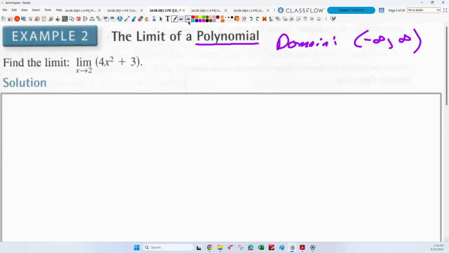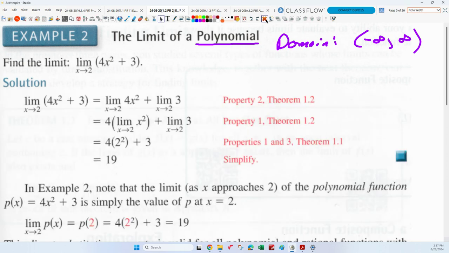Okay, so what would I do here with a polynomial? What would I do with this one? Yeah, what's 4x squared as x goes to 2? 16. Limit of 3 is what? 3. So what's the answer? That's it. Just when you're evaluating limits of polynomials, just evaluate the limits term by term. Piece of cake. Just do that. No big deal.